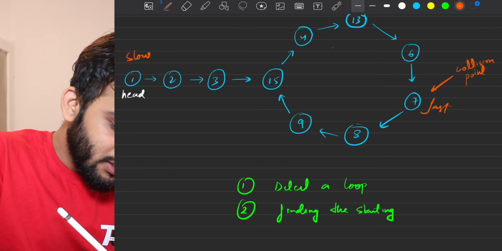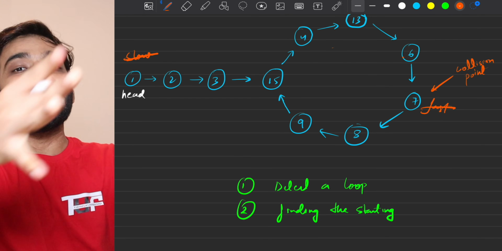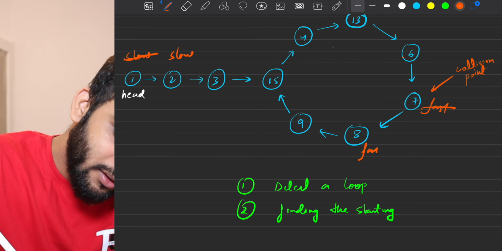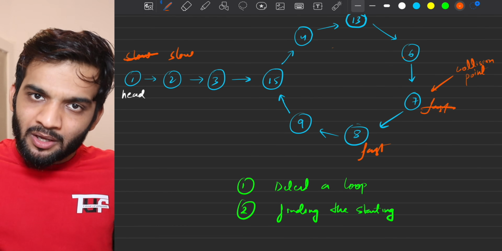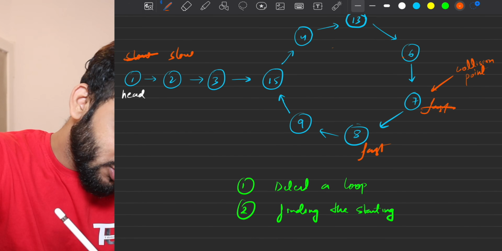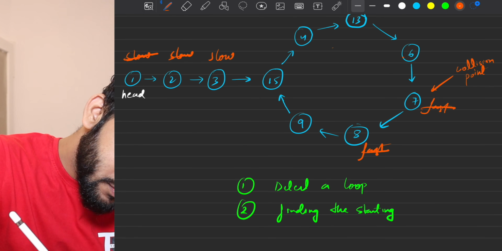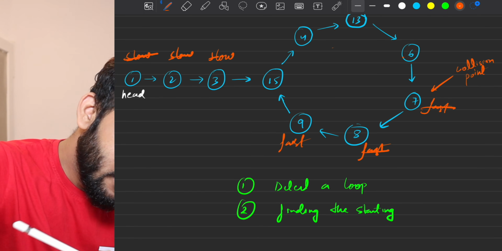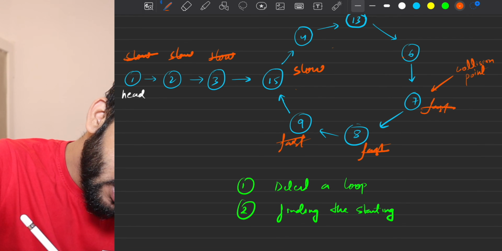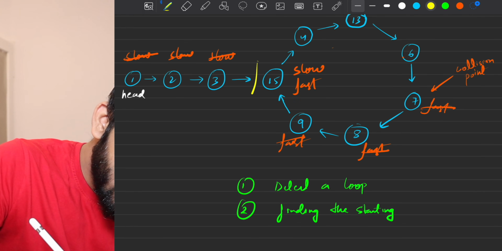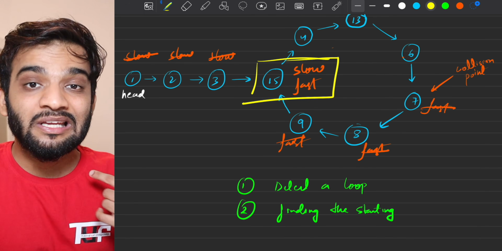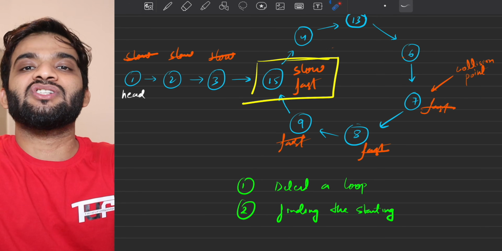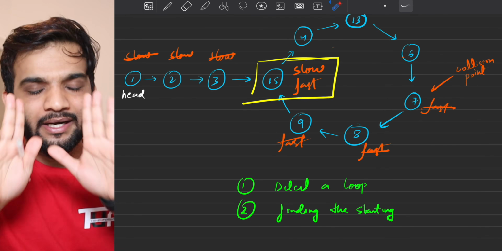Now I'll take the slow and the fast and move them simultaneously by 1, 1. Slow moves by 1 and the fast moves by 1. That's the first step. In the second step, again move them by 1, 1. So slow moves here and the fast moves here. In the next step, slow moves by 1, fast moves by 1. And this is where you will see the magic. Yes, the slow and the fast pointers recollide. The point where they collide again is the starting point of the loop. Why? I'll tell you that, do not worry.